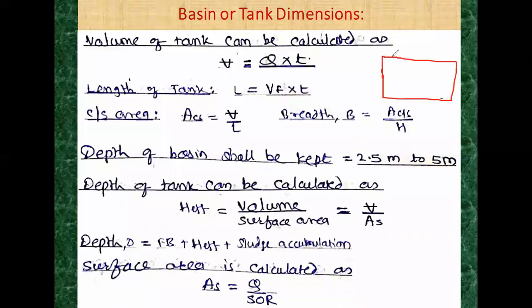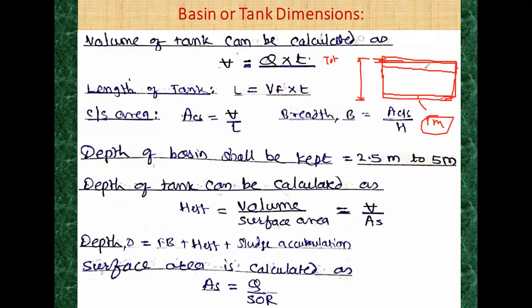This is the total overall depth of a sedimentation tank, we can call it the total depth. This total depth includes the depth of the sludge zone, which is generally kept as 1 meter. Okay, and it also includes this portion that is called the freeboard.